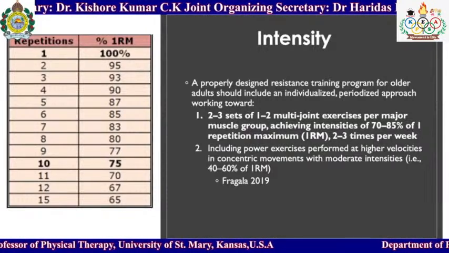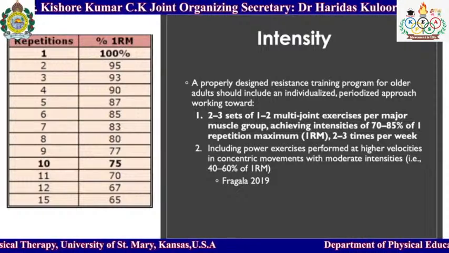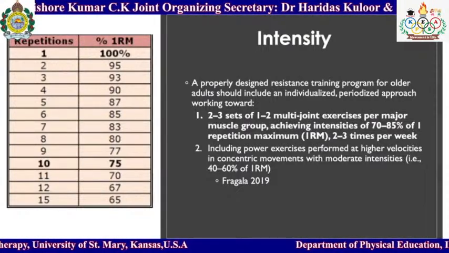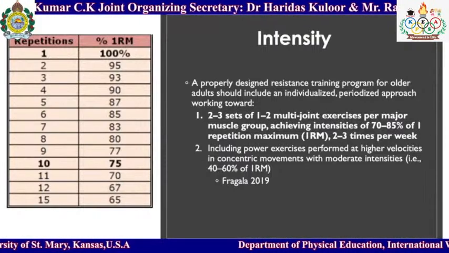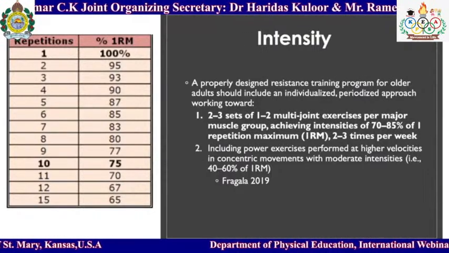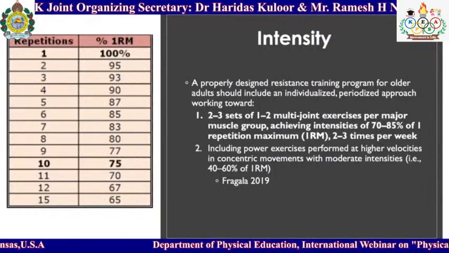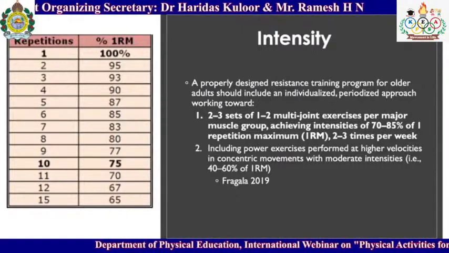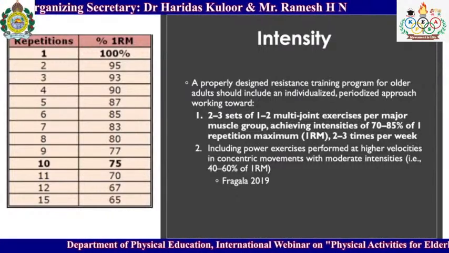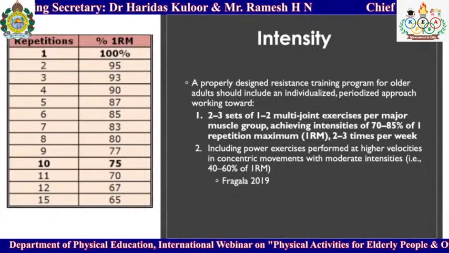So like I talked about, things at high velocities, and these are going to have to be done at moderate or lower intensities. So about 40 to 60% of a 1 rep max. So again, you need to be moving heavy things, and you need your patients to be moving light things quickly. And what do both of those things achieve? Again, this cycles back to those type 2 muscle fibers that we see lost the most with sarcopenia.